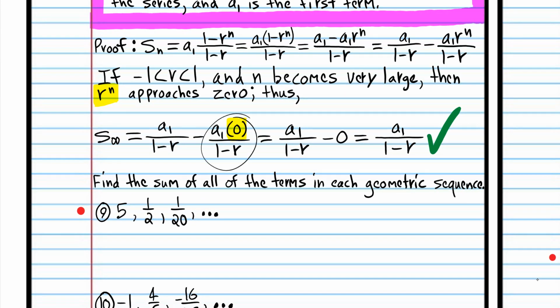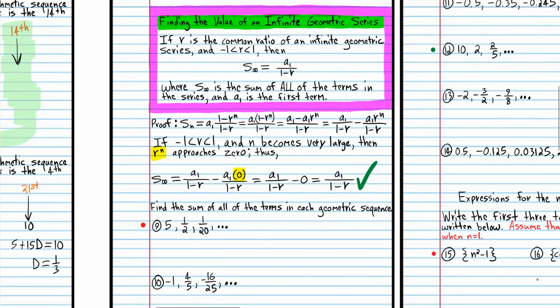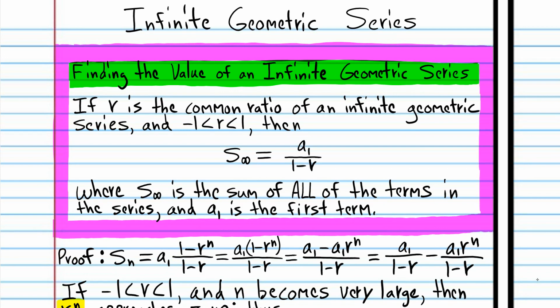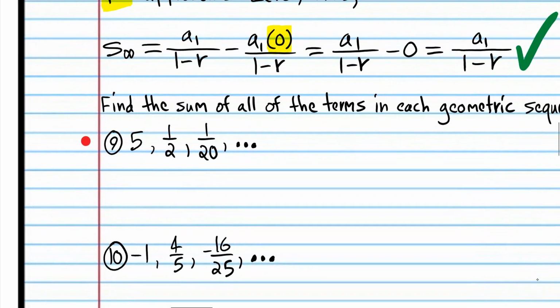So that means that this fraction disappears, and we're left with this fraction, and that's the formula for the sum of an infinite geometric series. So again, we use the idea of a limit, which we're going to explore much more in depth in the next course, calculus. So again, get a picture of this formula, and let's try some problems.